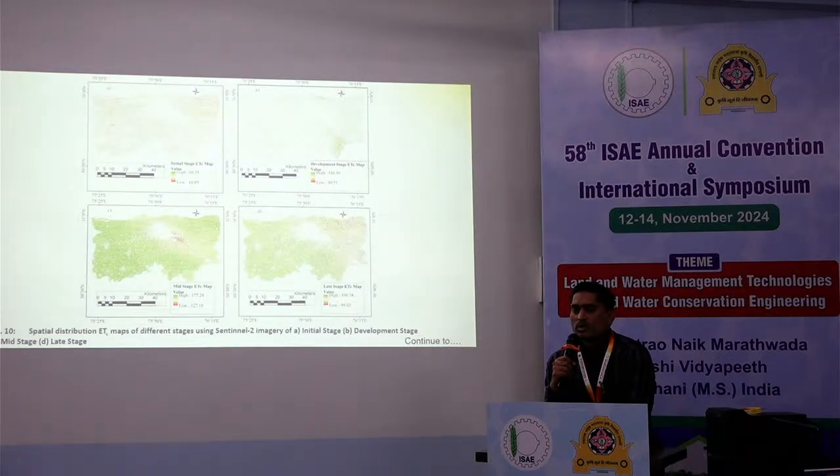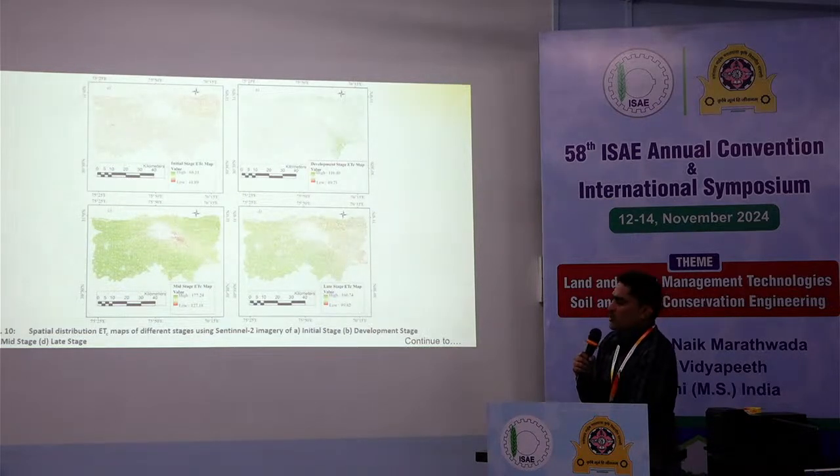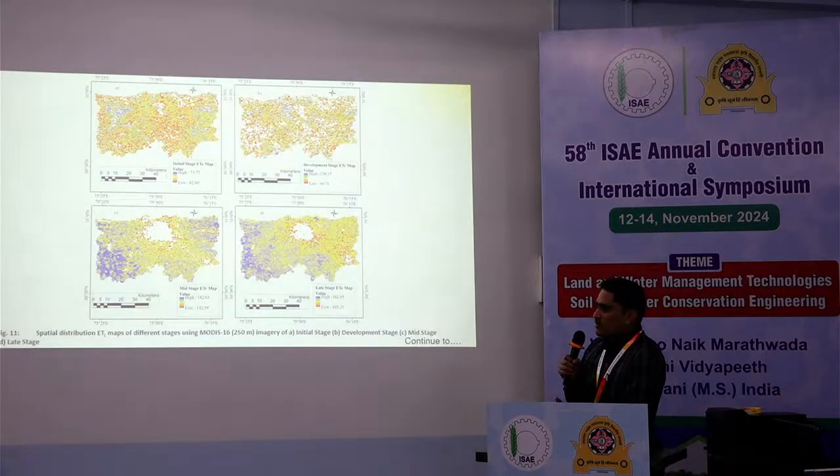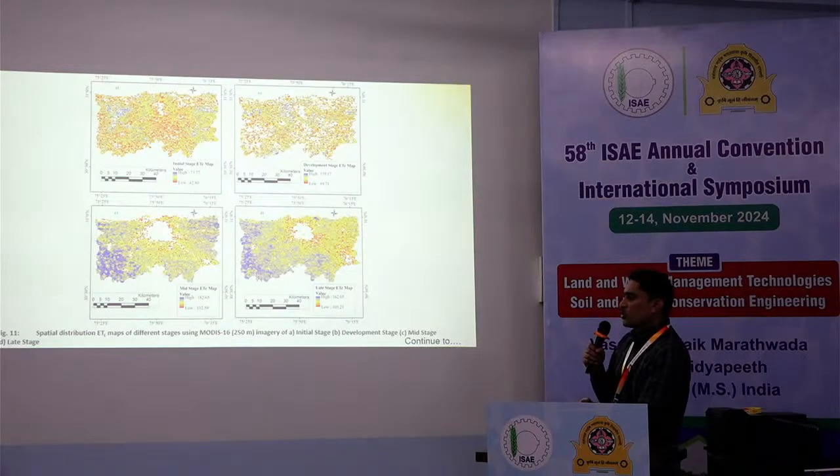So we have considered the meteorological data and we estimated the reference evapotranspiration by using the Penman-Monteith method, that is the empirical method, which is the most popular and used among agriculture. And by taking the crop coefficient value and the ET0, we computed the evapotranspiration maps. So both in MODIS and Sentinel.